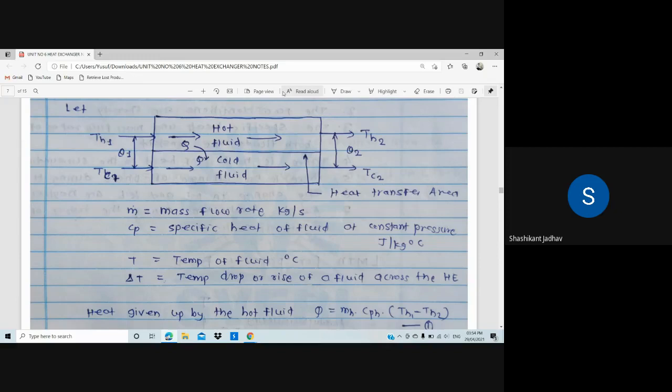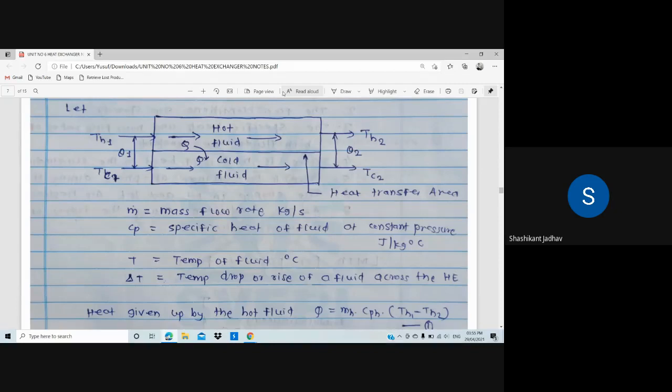Then there are different parameters. m dot is the mass flow rate, in kg per second. Whatever hot fluid or cold fluid is moving through that particular pipe, that is the flow rate, and it is denoted by m dot. So all of you write down: m dot is the mass flow rate, in kg per second.